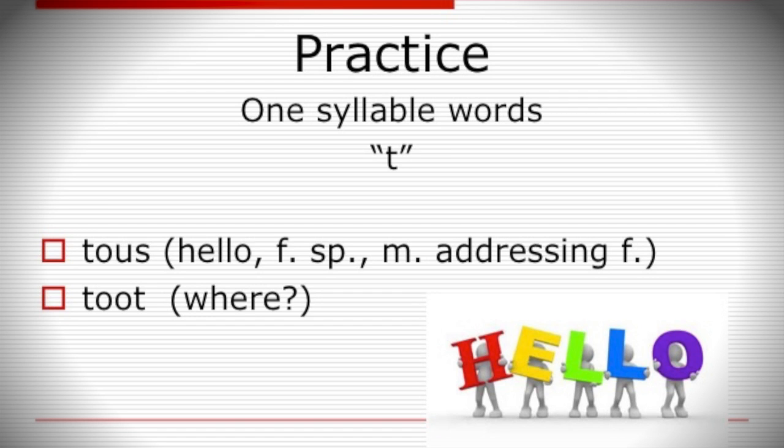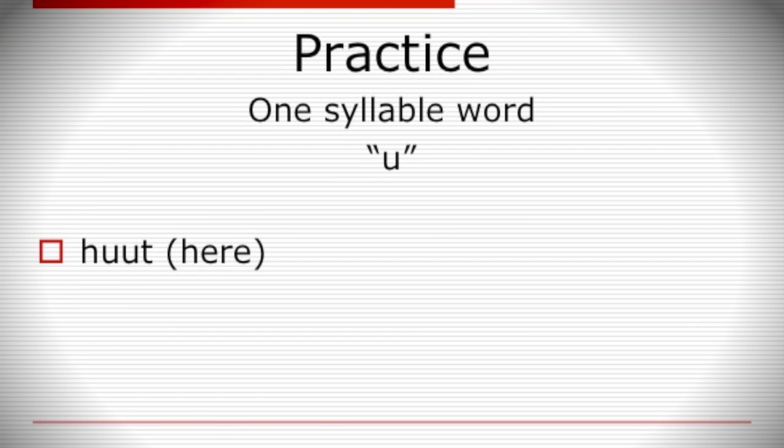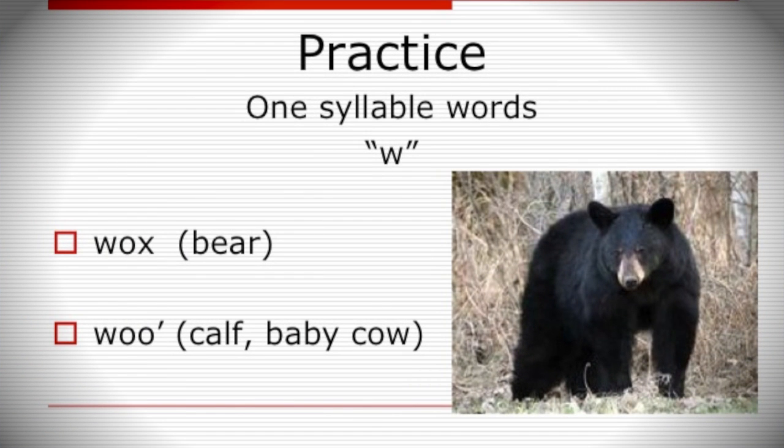One syllable word with a U? W. How do you say bear? Okay. Calf, baby cow. Got that glottal stop there.